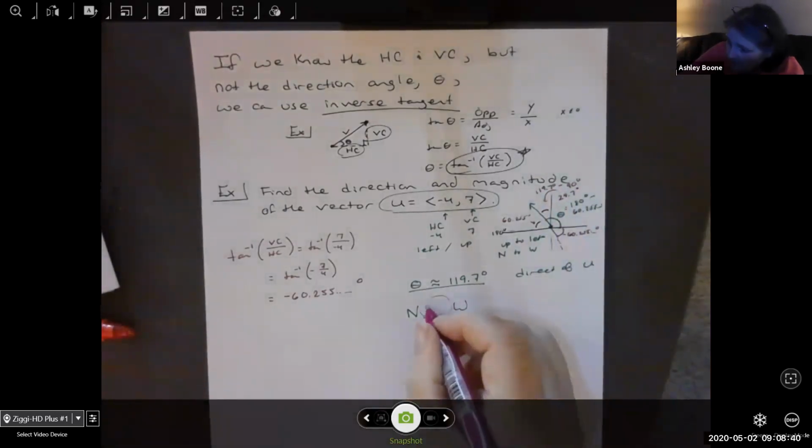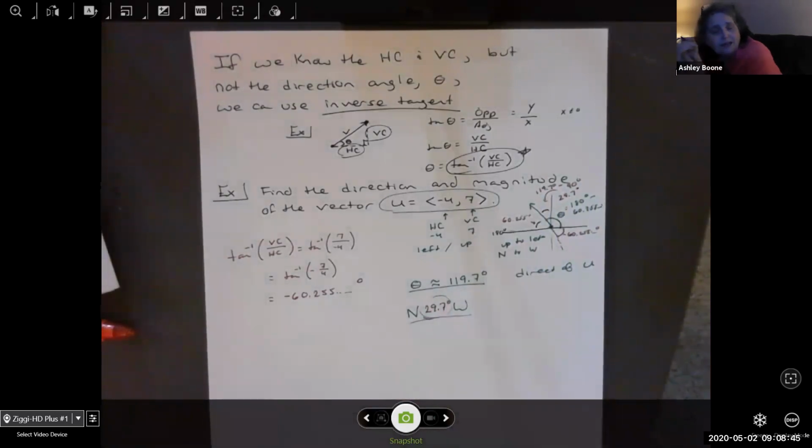That would be north 29.7 degrees west. Those would be headings. That's another way you can talk about direction. So you can do it in northeast, southwest, or you can do it in the actual central angle that you go through. Let's revisit that first jet.